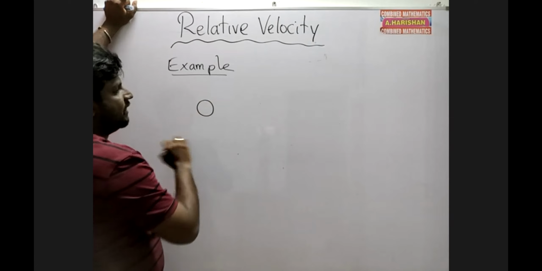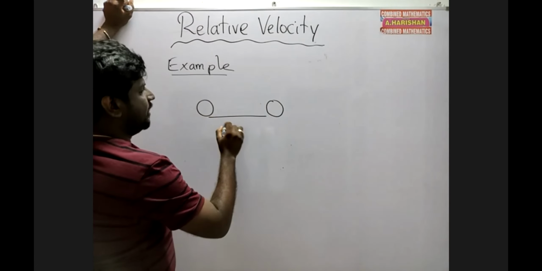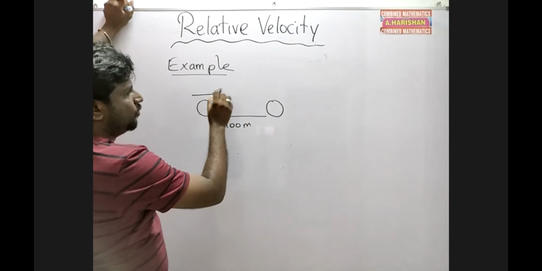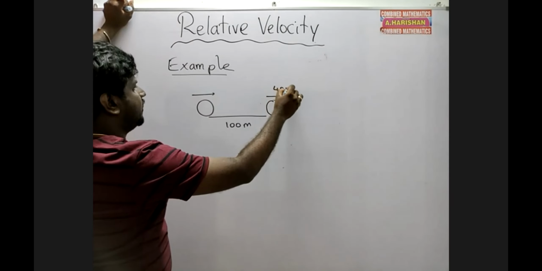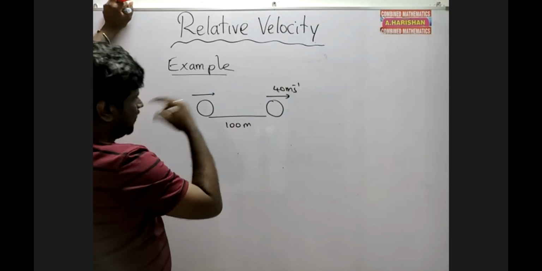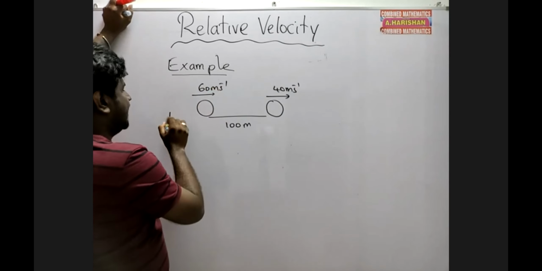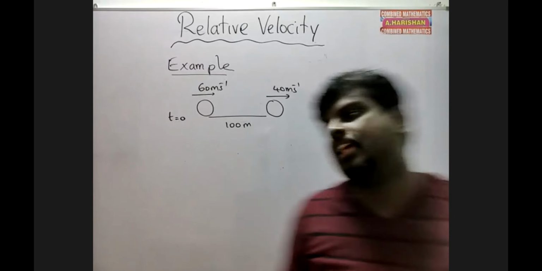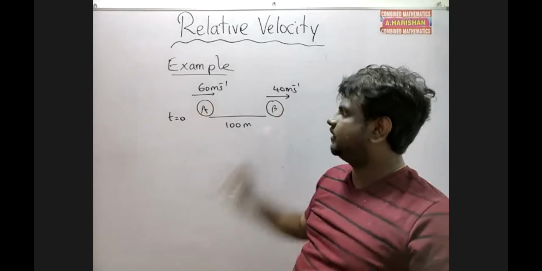So there is a particle here. There is another particle here. The gap is 100 meters. This guy A is moving with 40 m/s, and this guy B is moving with 60 m/s. At t equals 0, they just started. So this is projected. First question, will A meet B?